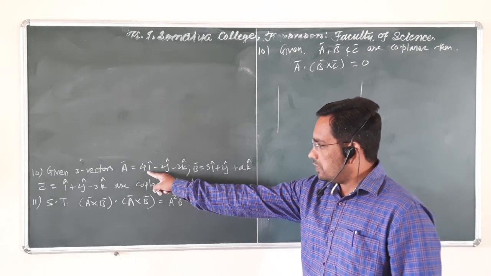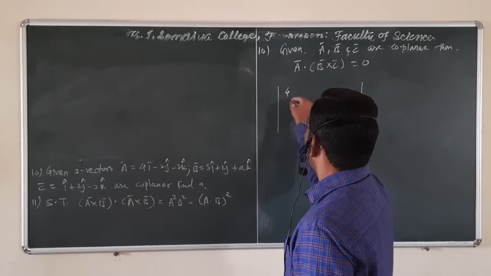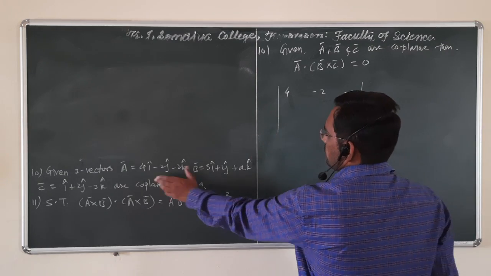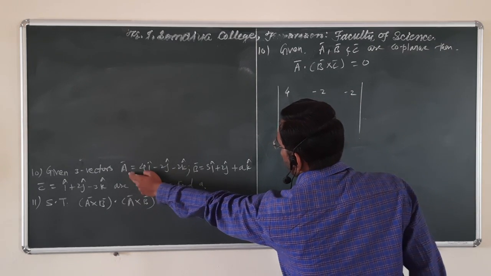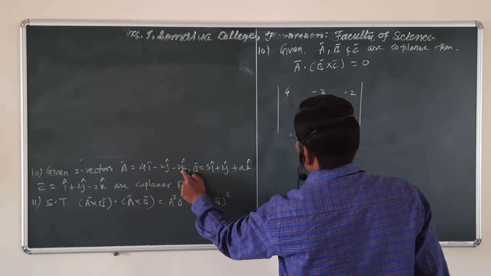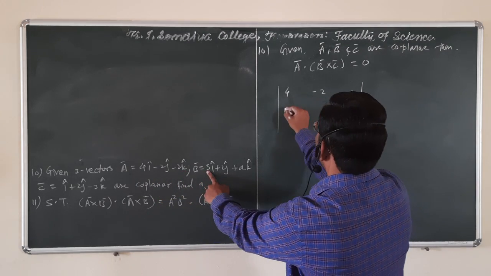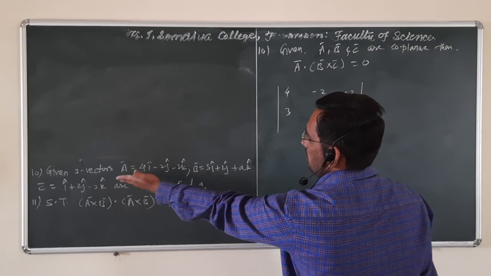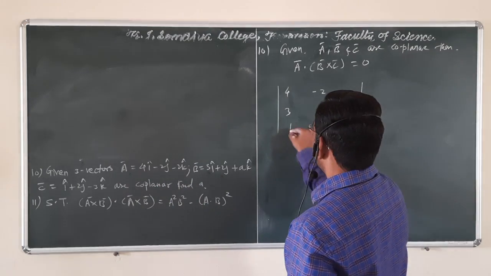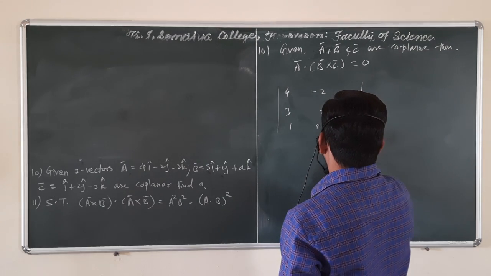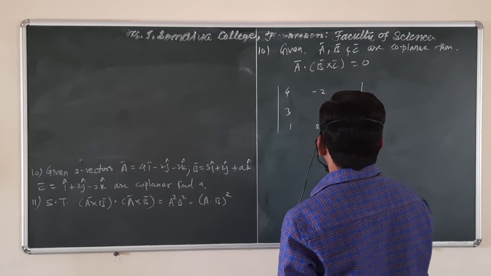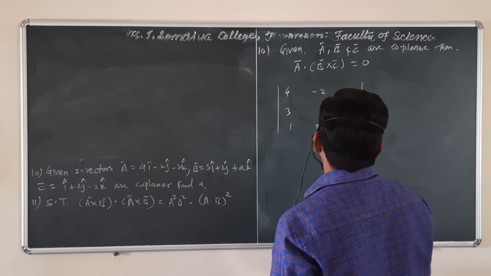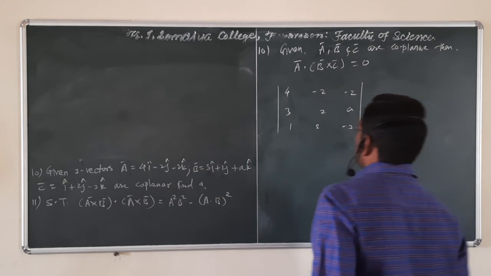So the determinant's first row is formed by the coefficients of vector A: 4, minus 2, minus 2. Vector B's coefficients are 3, 2, a. And vector C's coefficients are 1, 2, minus 3. So 3, 2, a and 1, 2, minus 3. And this determinant must be 0.